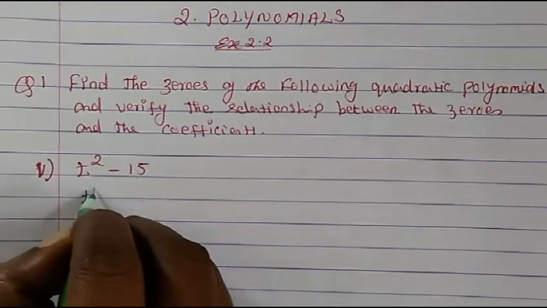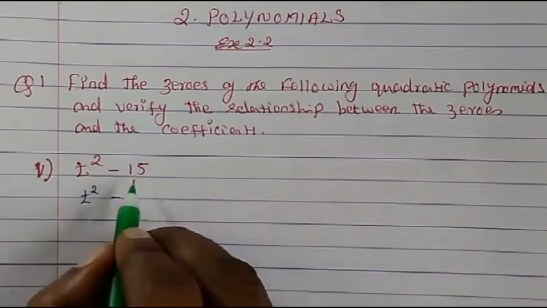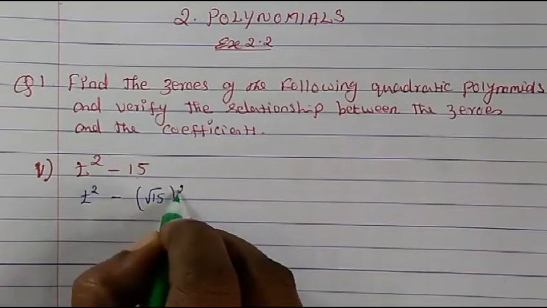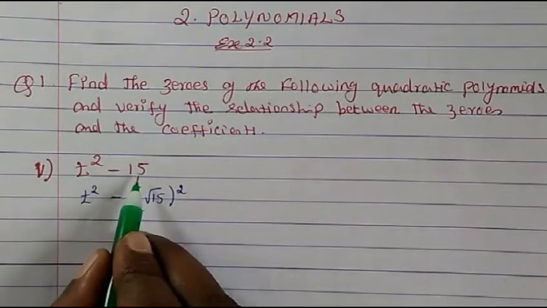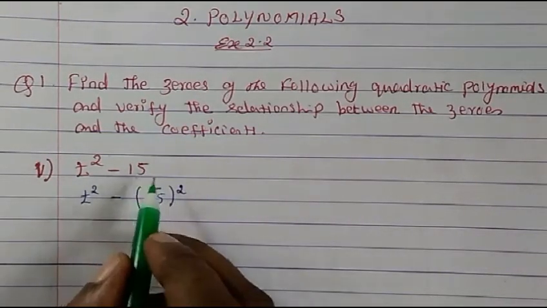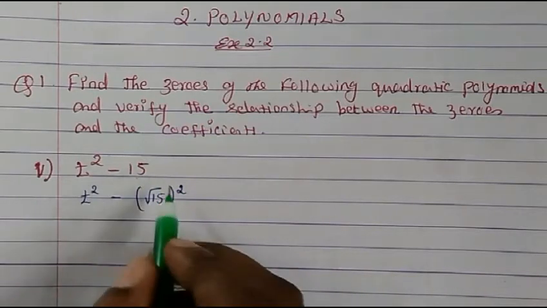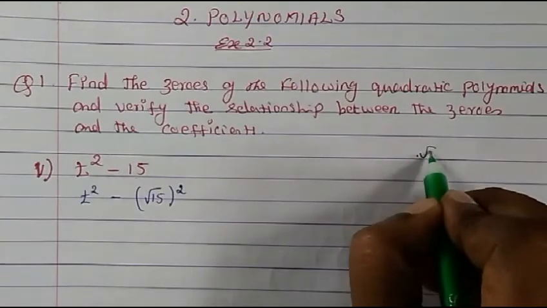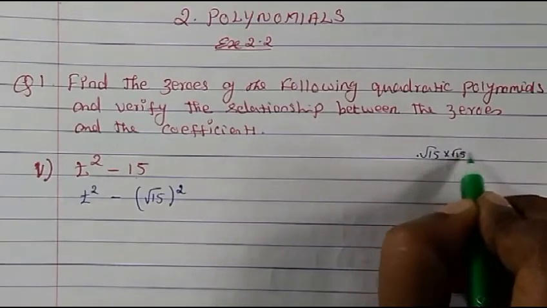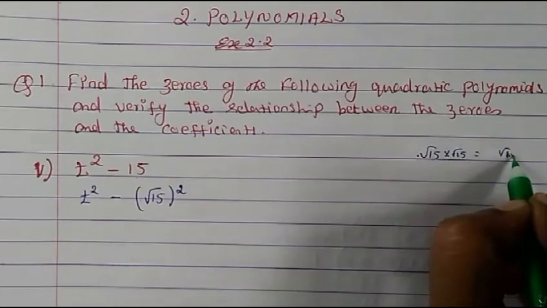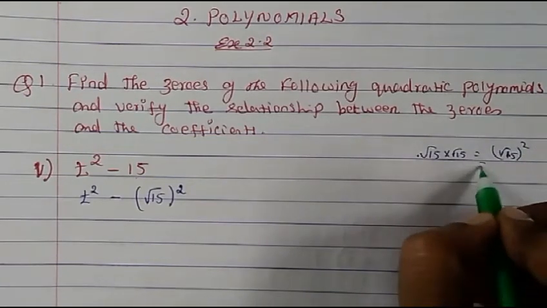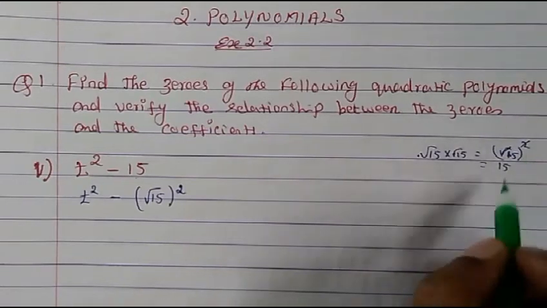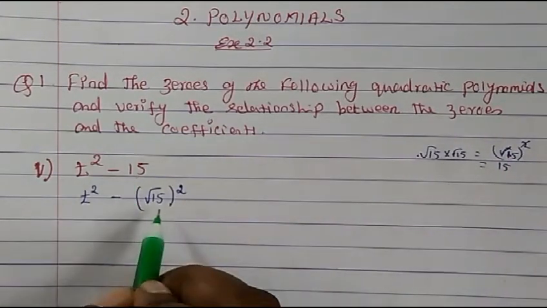T square minus, and this 15 can be written as root 15 whole square, because root 15 into root 15 will give us root 15 whole square, which, if we cancel the square, the root also will go, so we are getting 15. So keeping that in mind, we will write it this way.